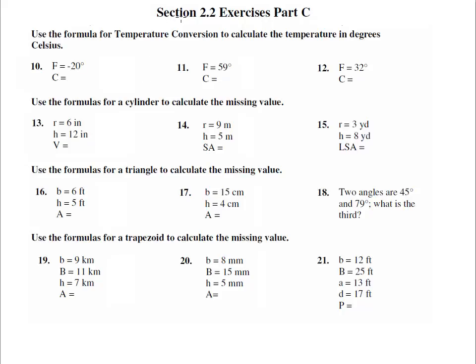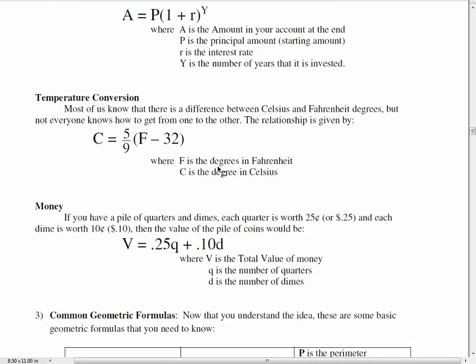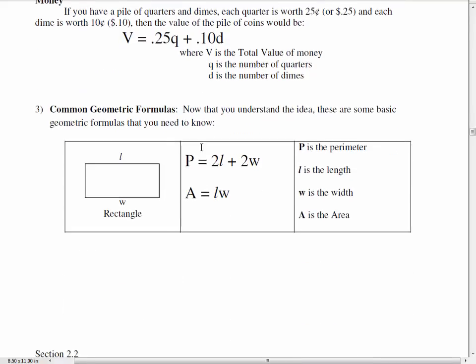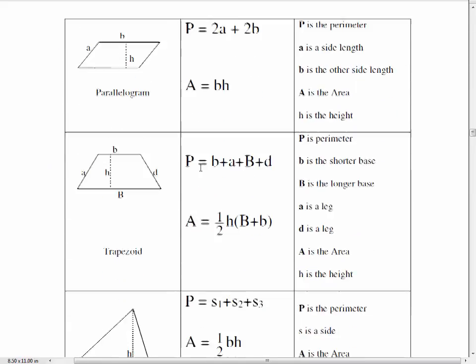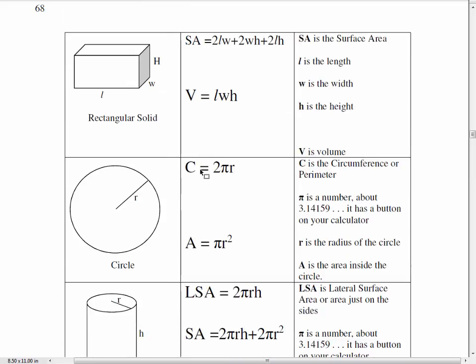Here we are in section 2.2, exercises part C, with the solutions for numbers 10 through 21. Here we're going to be using a lot of formulas, so we should be sure and know where to find them in our textbook, and we'll look at them really quick right now. In section 2.2, here's a temperature conversion formula and the shapes, so we'll be grabbing them from here and you can follow along in your textbook when we use them.